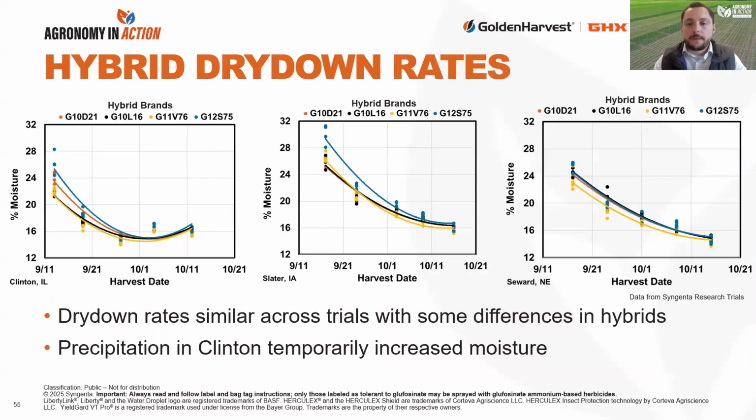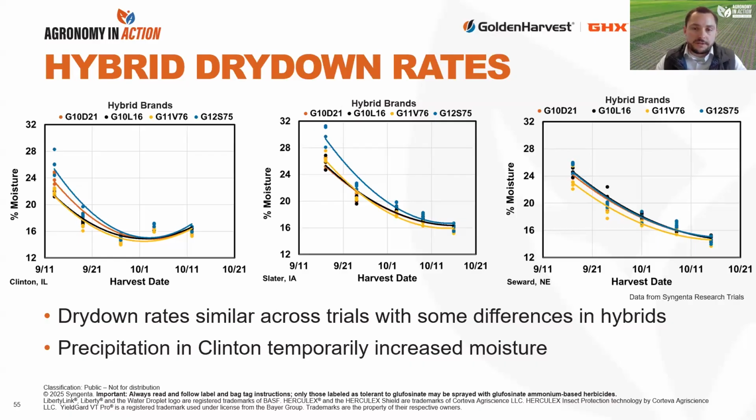So a couple of years ago, we ran some studies across 4 well-known hybrids of ours in the general 110-day RM across 3 different locations. We did one in Clinton, Illinois, one in Slater, Iowa, and one in Seward, Nebraska. The graph in front of us is showing our dry down rates. I think all of us would look at this and say, well, that makes a lot of sense. If I give corn 45, 50 days to dry down, of course, it's going to get drier. And that's exactly what we saw.